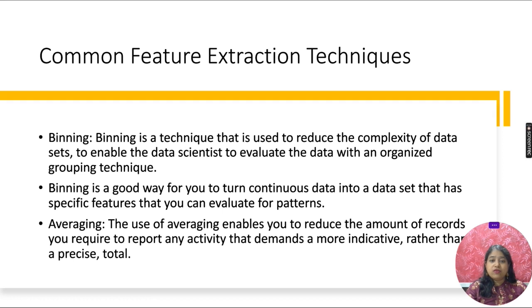It's a good way for you to turn continuous data into a data set that has specific features that can be evaluated for patterns. Like we can create bins of 0 to 5, 5 to 10, 10 to 15. In this way we can create different bins, and then we can put all the data that belongs to one particular bin. Say all the data from 0 to 5 will be put in the first bin, all the data from 5 to 10 will be put in the second bin. In this way, binning helps in averaging the data.